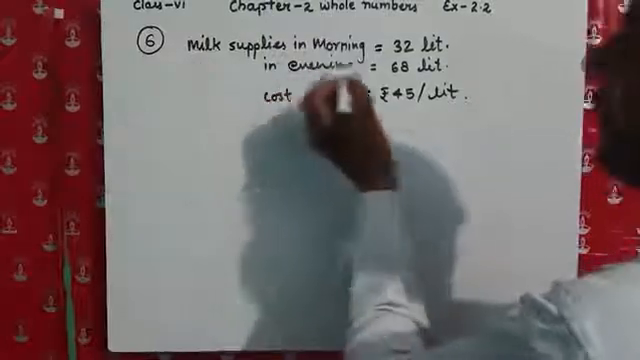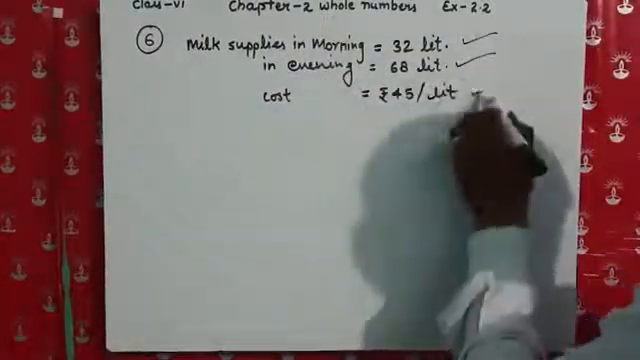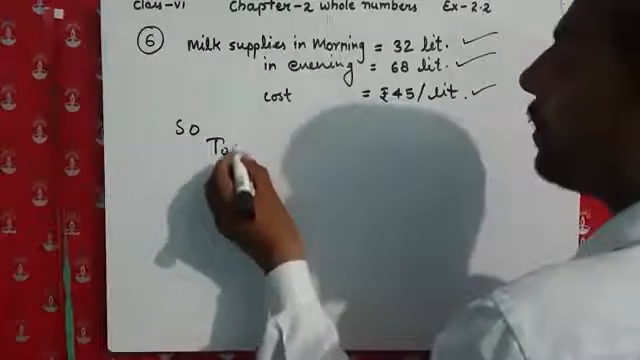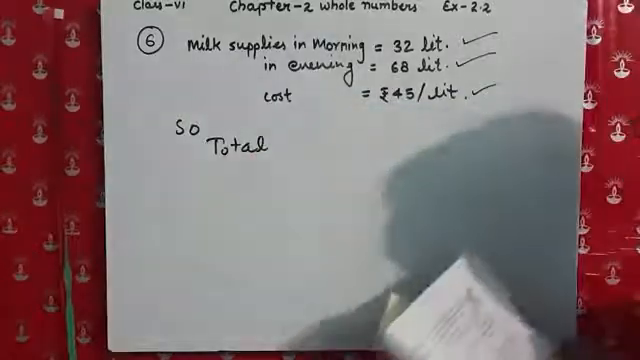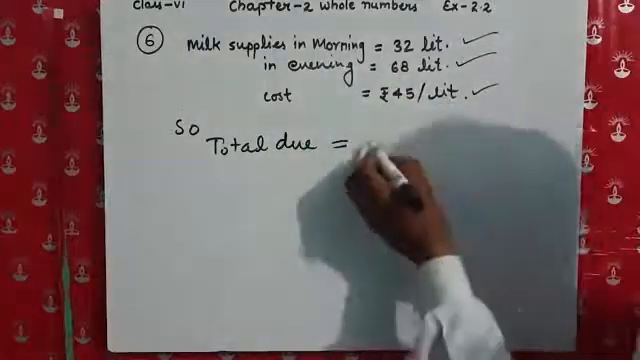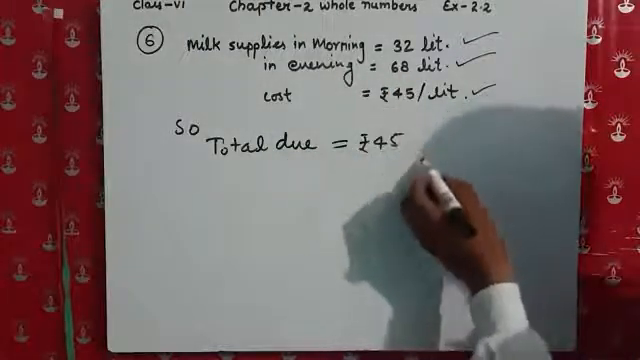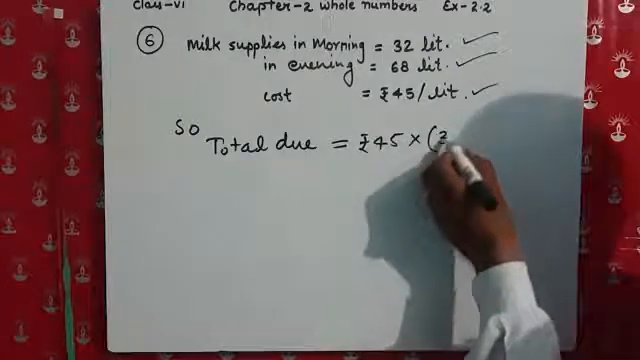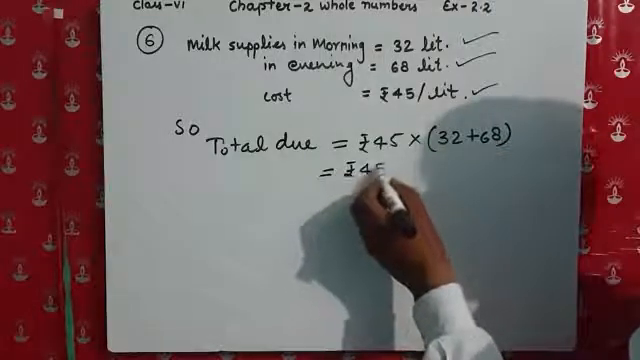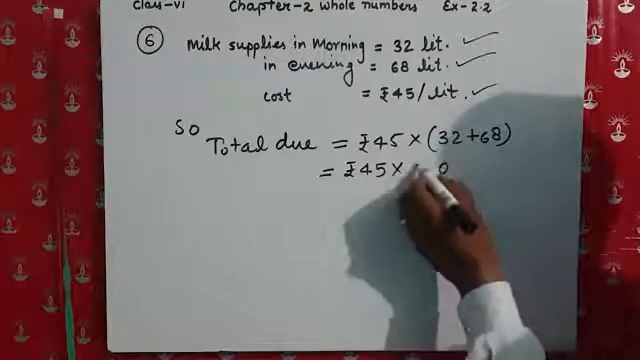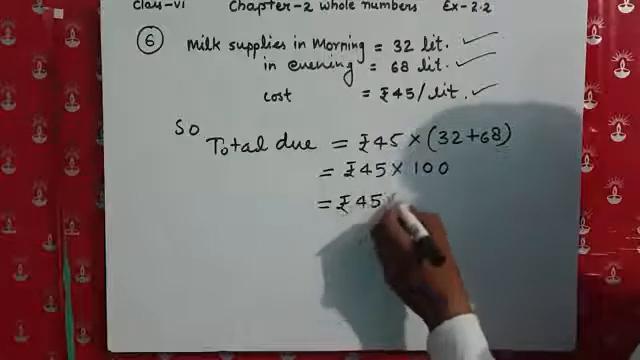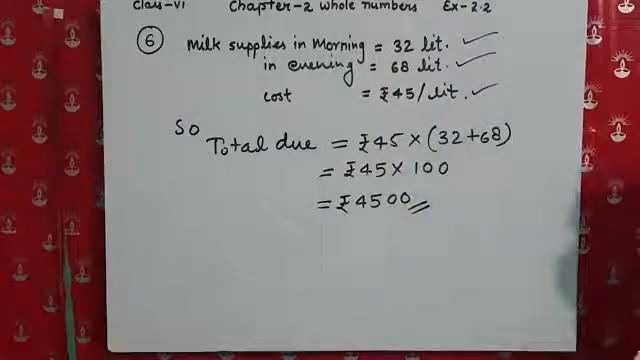So simply, milk supplied in the morning is this one, in the evening this one, and the cost is given as rupees 45 per liter. Simply we will do this question. Total due to the vendor: we have to multiply the rate, which is given, by 32 plus 68. Then we get rupees 45 multiplied with 32 plus 68, which is 100. So here the total amount will be 4,500 rupees. It's quite a simple question.